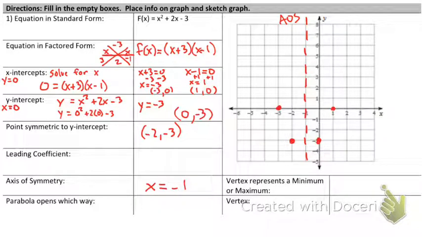All right, leading coefficient's pretty simple. Go back to standard form. What is the a value here? So what is the value of the number in front of the x squared? In this case, it's 1. So we call our leading coefficient A, and it's going to be equal to 1.